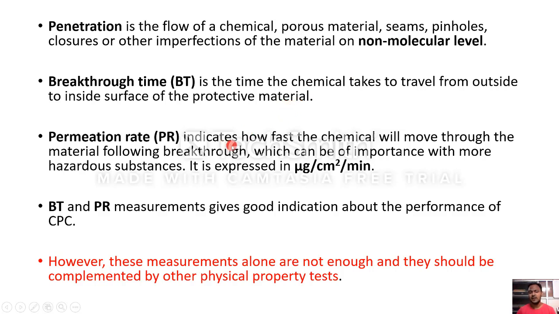And next is the permeation rate. This indicates how fast the chemical will move through the material following the breakthrough. Breakthrough is the first stage, that is followed by the permeation. After the breakthrough occurs, how fast the chemical will move through the material can be of importance with more hazardous substances, because this will decide how fast the chemical will penetrate and touch the skin. It is expressed in microgram per centimeter square per minute. It gives the rate.